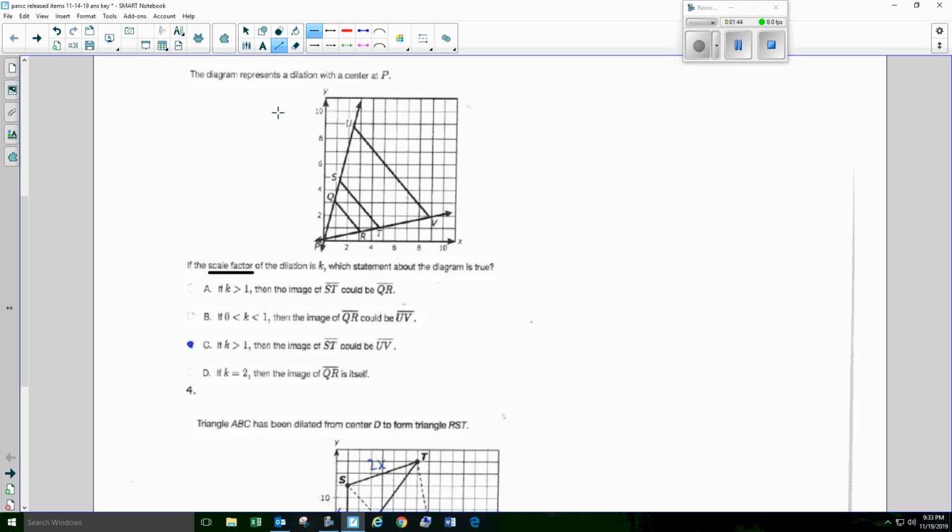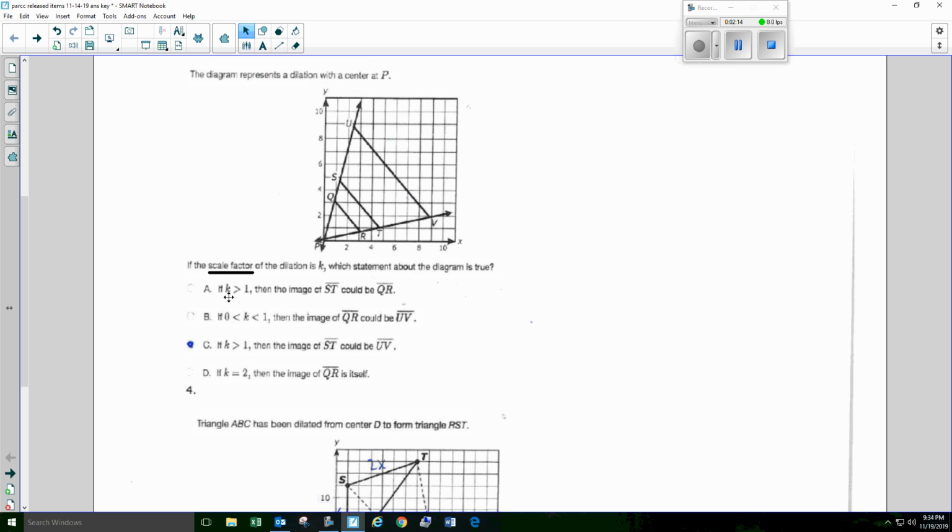Okay. If k is greater than 1, it's called an enlargement. If k is between 0 and 1, or really between -1 and +1, it's a reduction. Okay, the dilation is a reduction. If it's greater than 1 or less than -1, then it's an enlargement. And we'll talk more about that later, okay, as far as the negatives are concerned.